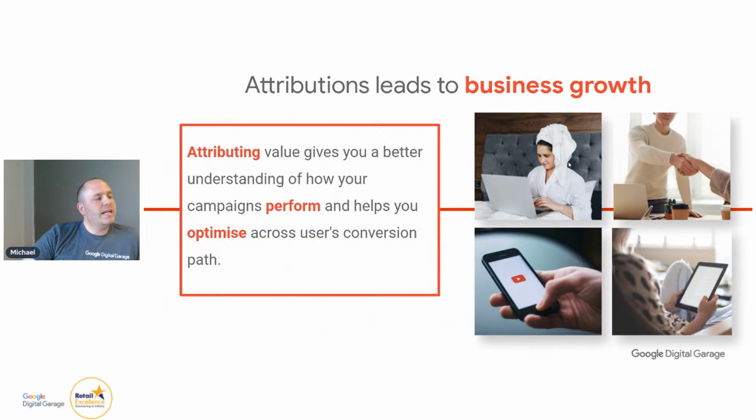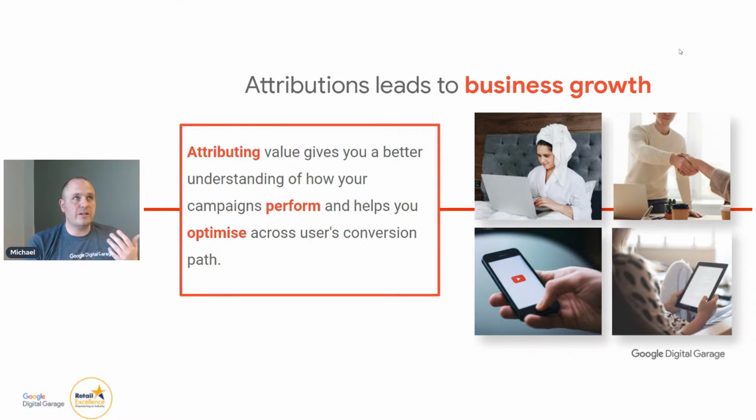So attributions lead to business growth. All right. As we've seen on the path to conversion, customers may do multiple searches and interact with multiple ads from the same advertiser. Attribution models let you choose how much credit each ad interaction gets for that conversion. Attributing different values gives you a better understanding of how your campaigns perform and helps you to optimize across the entire flow of the user's conversion path.